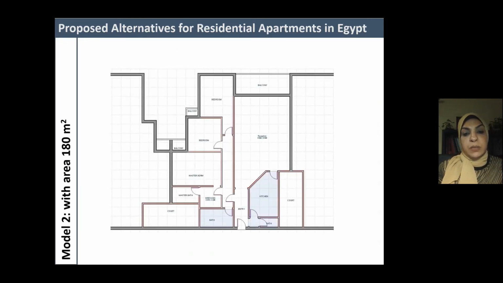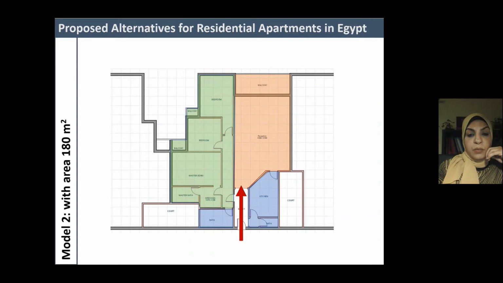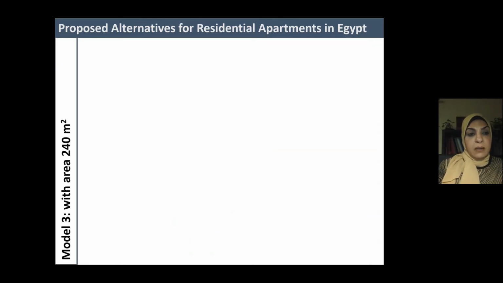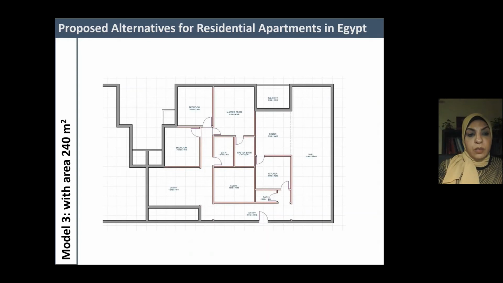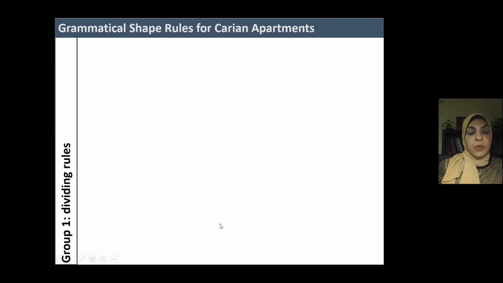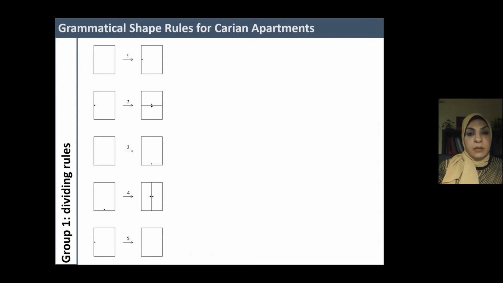Similarly here for the 180 meters square apartment, to access the private zone or the semi-private zone, the access between them is completely separated. You don't have to cross by the reception to reach the bedrooms, or vice versa. The last model is an apartment with 240 meters square with a courtyard in the center, and the access for both zones, private and semi-private, is completely separated, from which we can generate a number of grammatical rules.